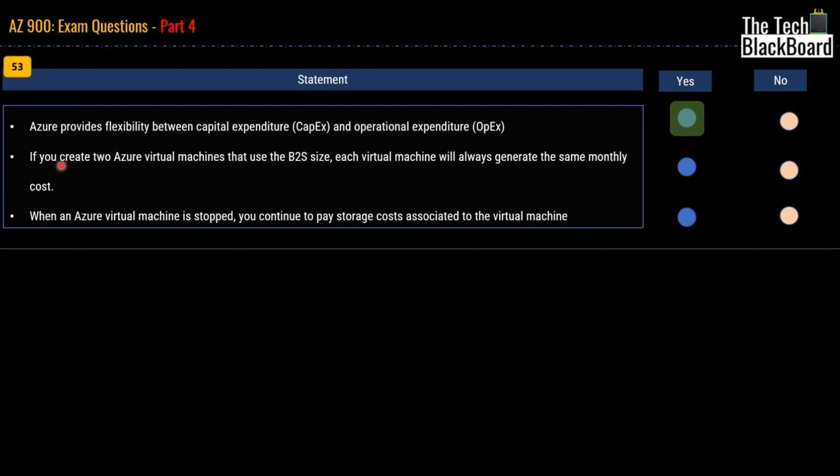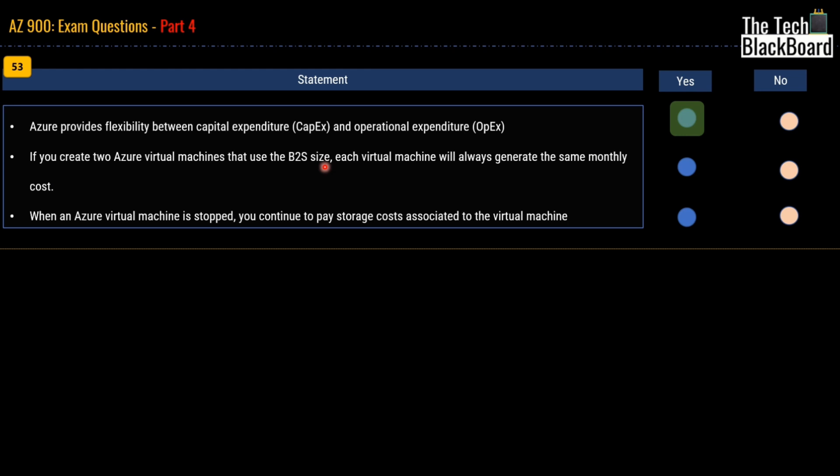Moving on, we have the second statement, which says if you create two Azure virtual machines that use B2S size, each virtual machine will always generate the same monthly cost. Now you need to understand that even if you are spinning up the same size of virtual machine, B2S size in this case, it is not essential that they will always generate the same monthly cost, because there are other factors. For example, there can be other configuration settings with the virtual machines that can be different. More so, the location of the virtual machine itself has a big impact on cost.